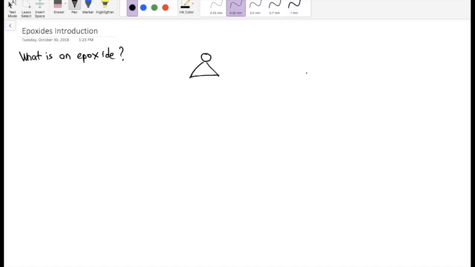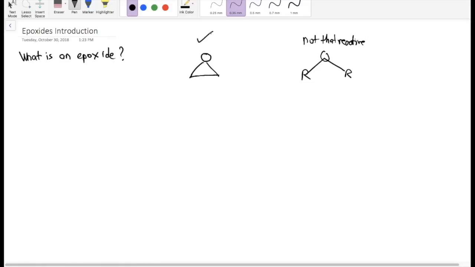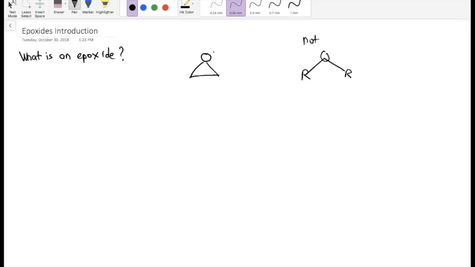And epoxides, unlike regular ethers, are a group, right? An ether is just an oxygen stuck between two R groups. These aren't that reactive. But epoxides are very reactive. So what makes them so reactive? Well, think about the structure of an epoxide.